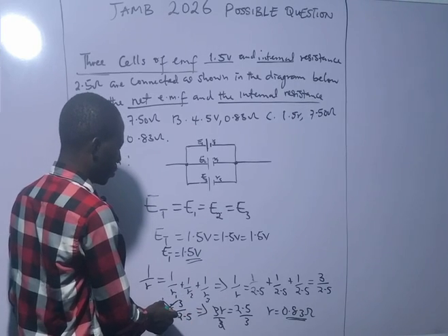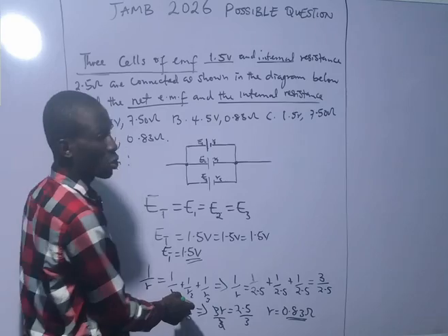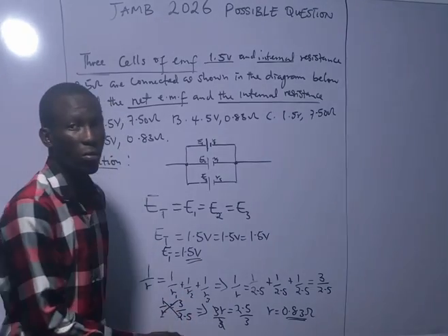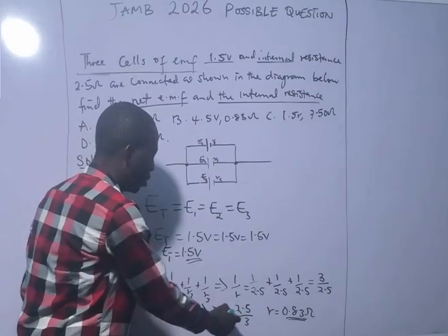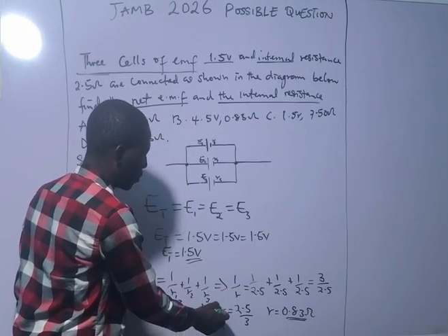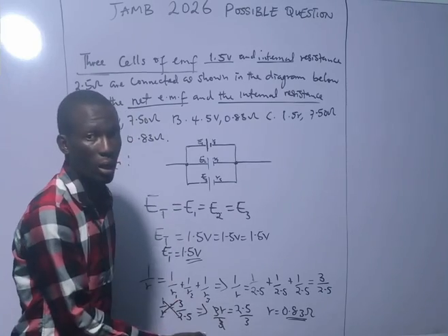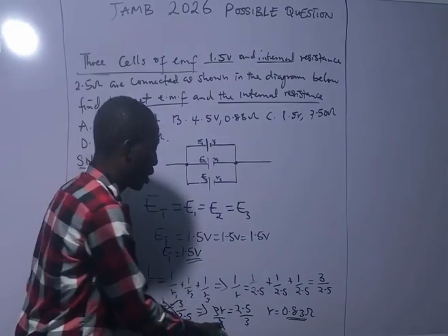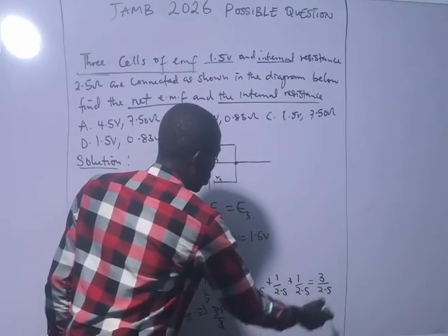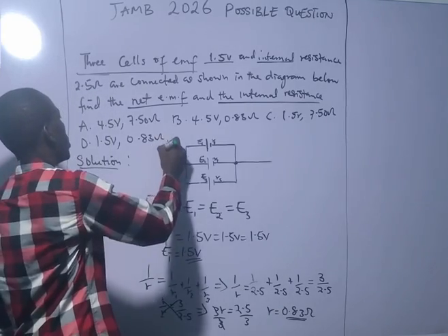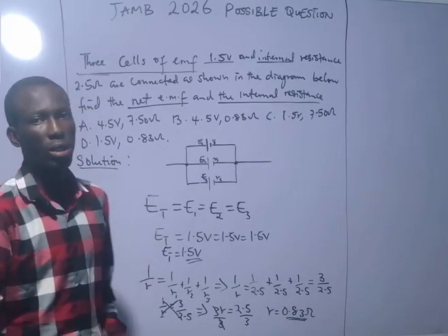So R will now multiply 3. That's cross multiplying. We now have 3R, then 1 times 2.5, we now have 2.5. Divide both sides by 3 to have R. 3 cancels 3 to give us 1, and then 2.5 divided by 3 gives us 0.83 ohm. So that's the answer. The answer to this is option D. Option D is the answer.